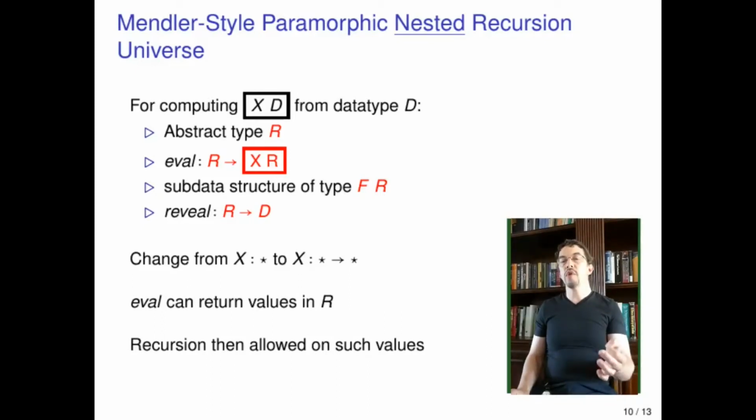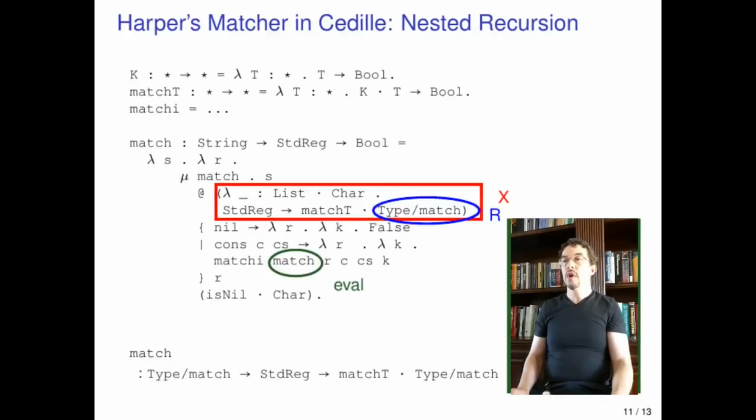And that gives you the possibility of seeing, when you return something from your recursive call, that it also has type R, and hence you could make a recursive call again on that. So recursion is then allowed on values that eval has returned. That enables a form of nested recursion, and the continuations are basically hiding a form of nested recursion. Okay, so let's take a look at how we do this in Cedille, Harper's matcher in Cedille.